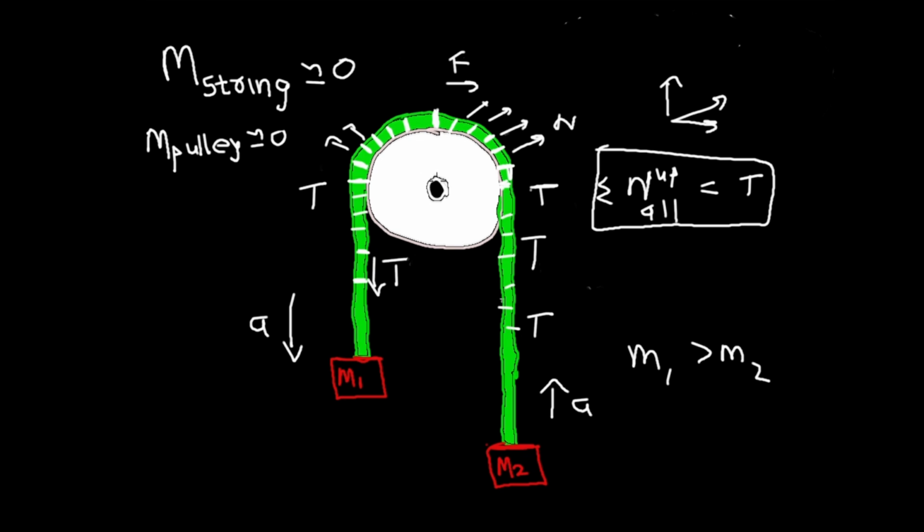So if a man is holding the pulley, he should exert a force of 2T in the upward direction, because the summation of the upward components of the normal reactions on both sides of the string will be equal to the force exerted by the man in the upward direction, the man who is holding the pulley.